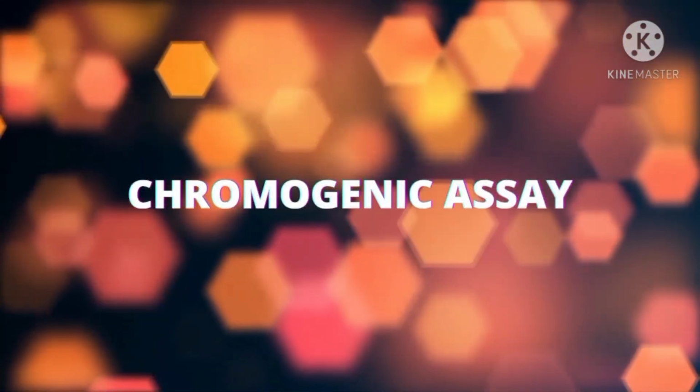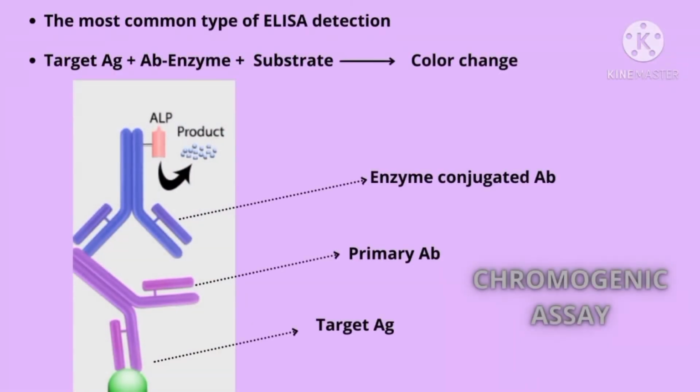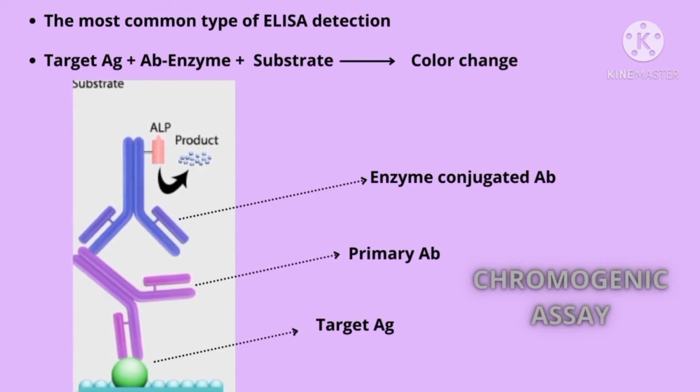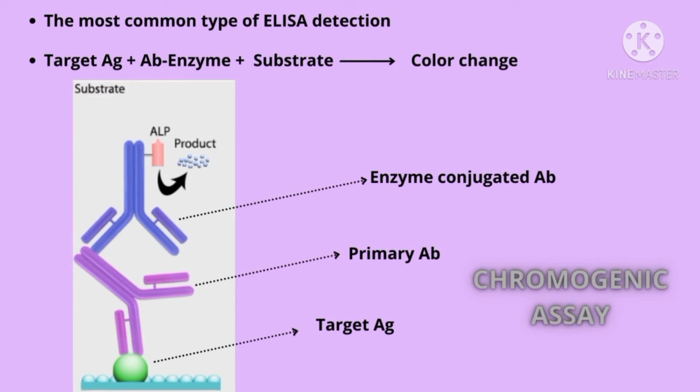The chromogenic assay is the most common detection strategy for ELISA. Enzyme conjugated antibodies are used in combination with a chromogenic substrate solution, which results in a color change. The optical density of the reaction product is typically proportional to the amount of analyte being measured.